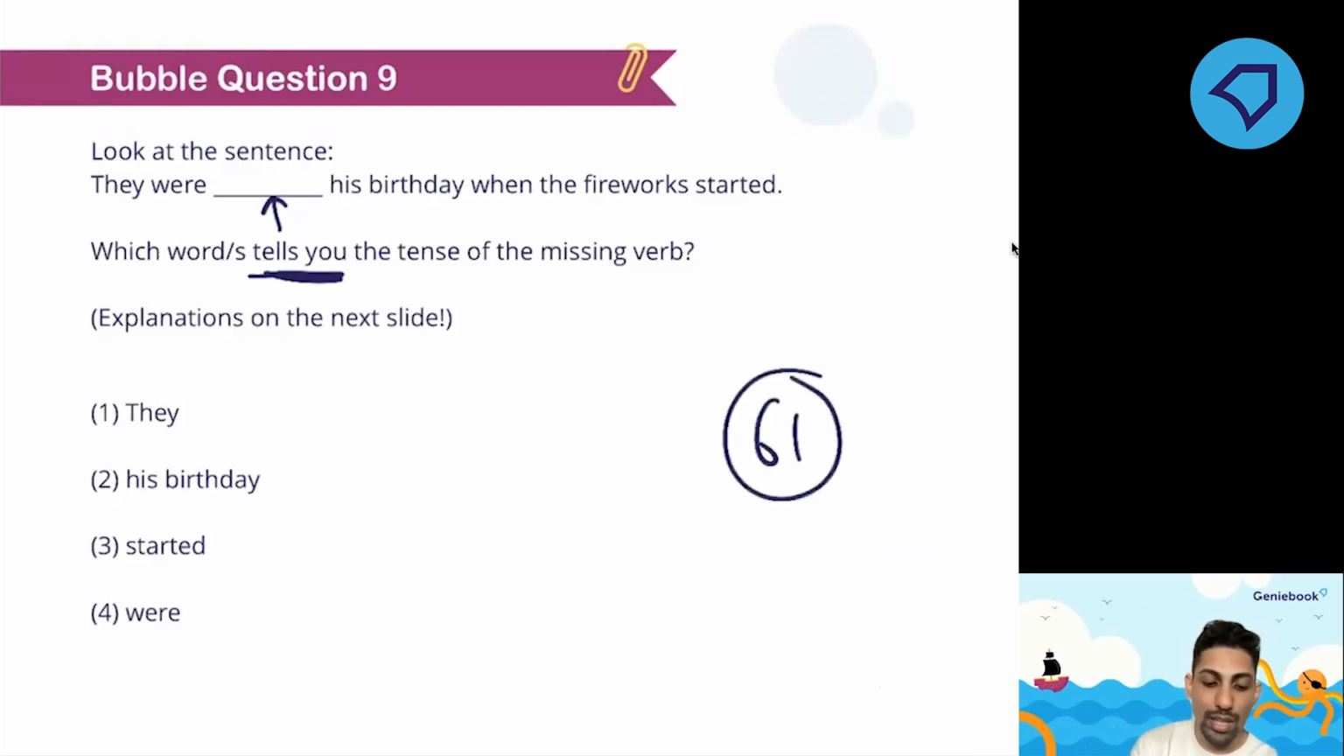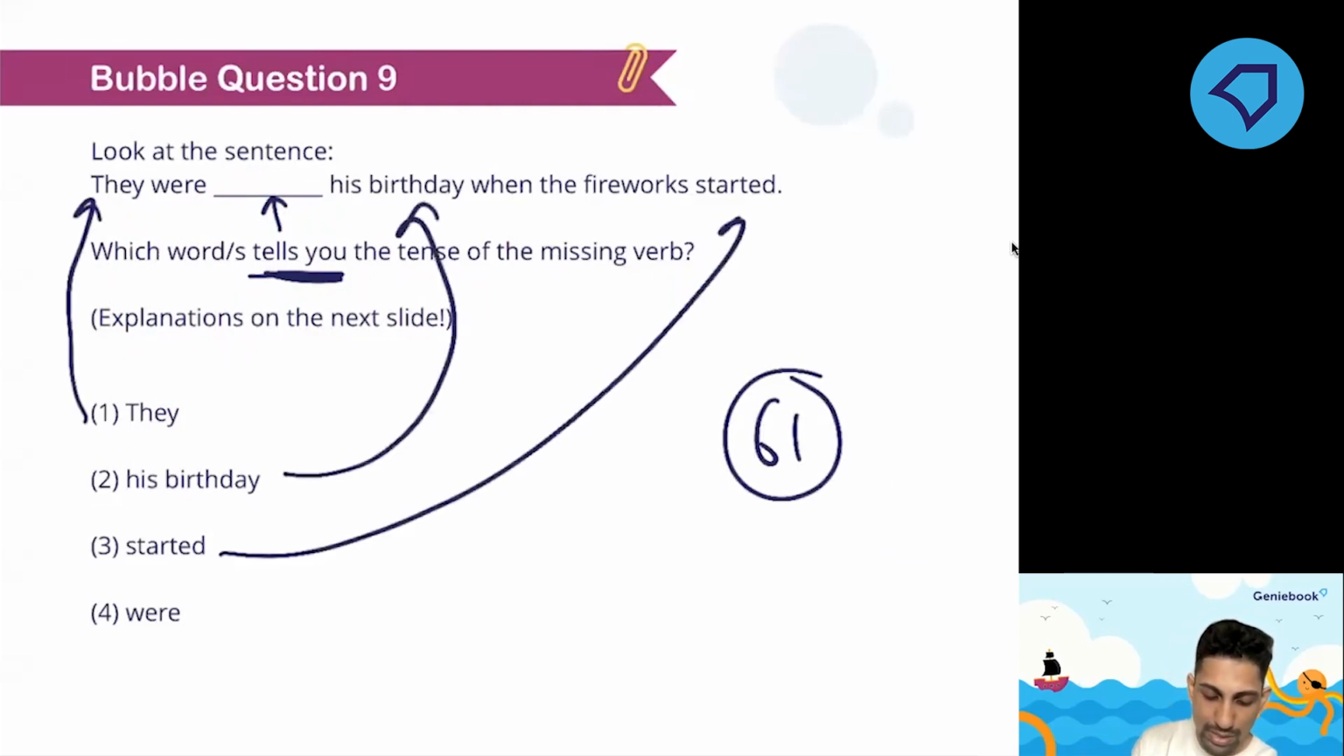What did I ask you? I said, look, which word or words tells you the tense of the missing verb? This is the missing verb. There is supposed to be a verb here, but it's missing. I want to know what tense to use. Which word tells me the clue? Is it they? Look, they is from the passage. Is it his birthday? Is it started? Is it were? You see, read the question.